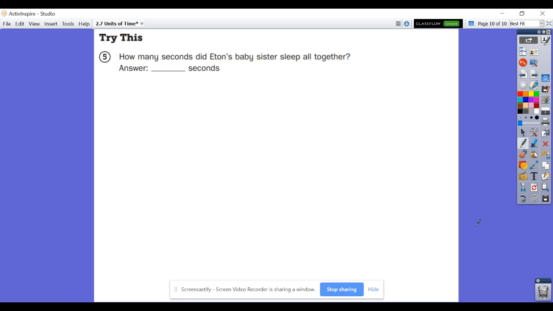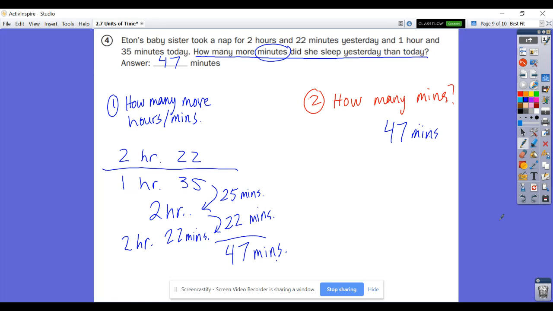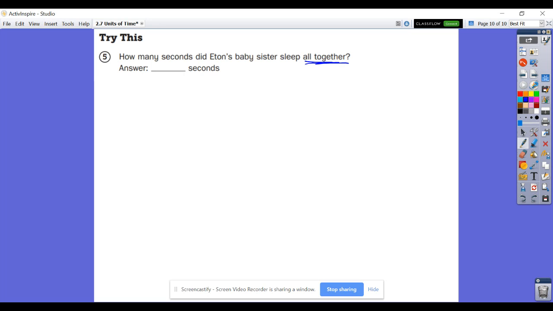Okay, as we just learned, it's really important to RTD carefully. And this question asks, how many seconds did the baby sister sleep all together? So for this one, we need to add them all up, right? How much time she slept. So let's look back at the previous problem. It said she slept 2 hours and 22 minutes yesterday and an hour 35 today.